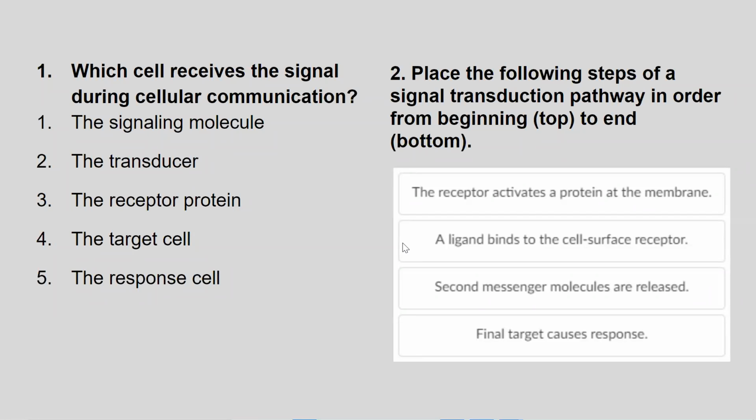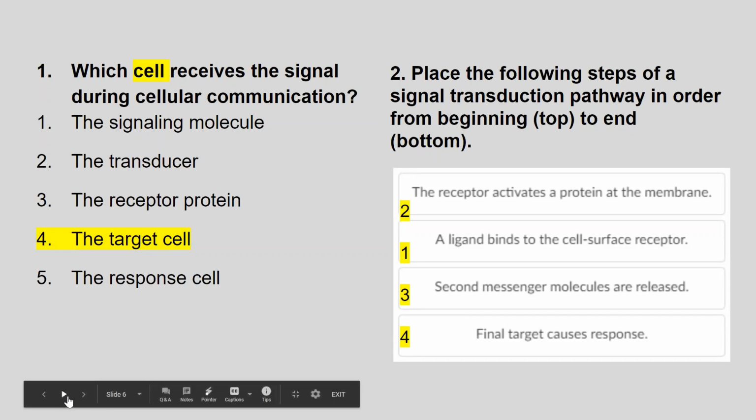Correct. Next. The next would be the receptor activates a protein at the membrane. Yes. Third is second messenger molecules are released, and the final target response is caused. Correct answer. So this is the answer to the correct sequence.